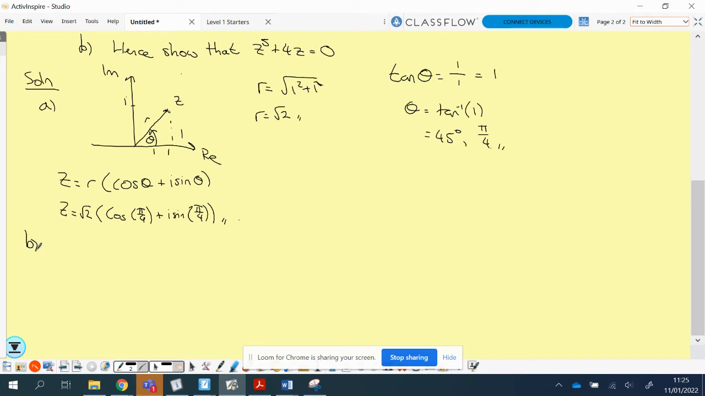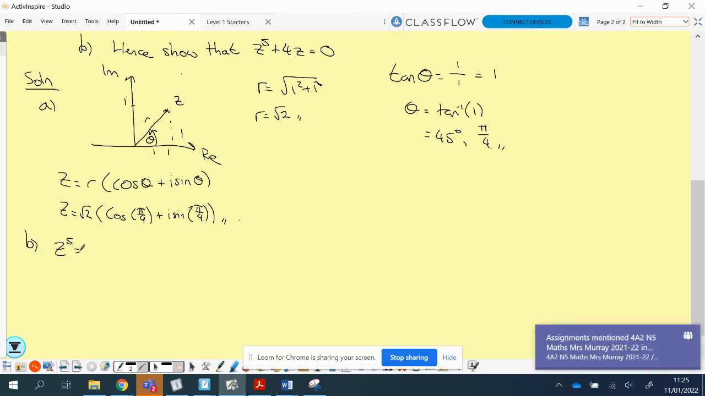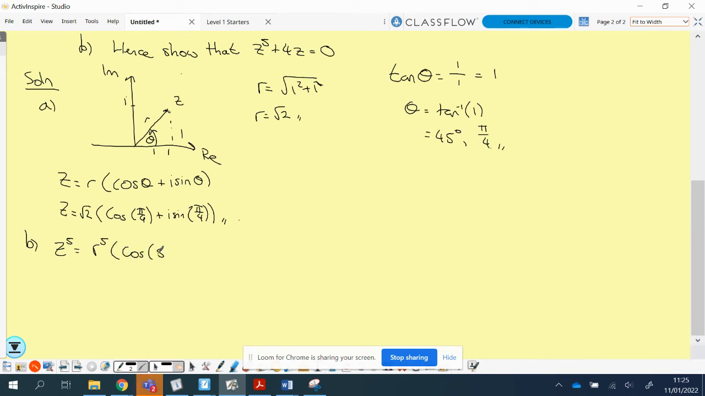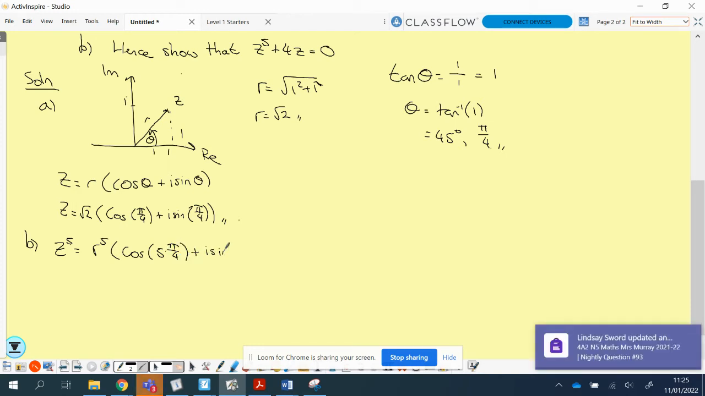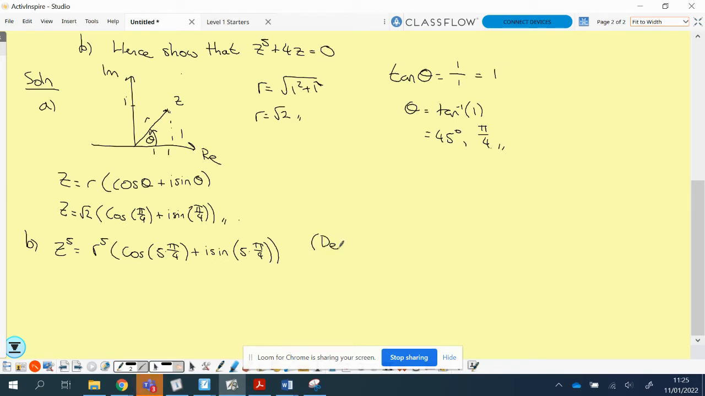Part B is: hence show that z to the power 5 plus 4 lots of z equals 0. Okay, so z to the power 5. Well, the rule using De Moivre's theorem is that it's going to be r to the power 5, cos 5 lots of pi over 4 plus i sine 5 lots of pi over 4 there. And that's using De Moivre's theorem.